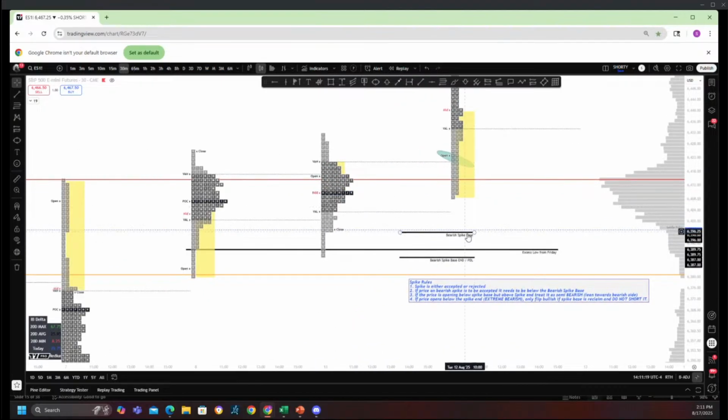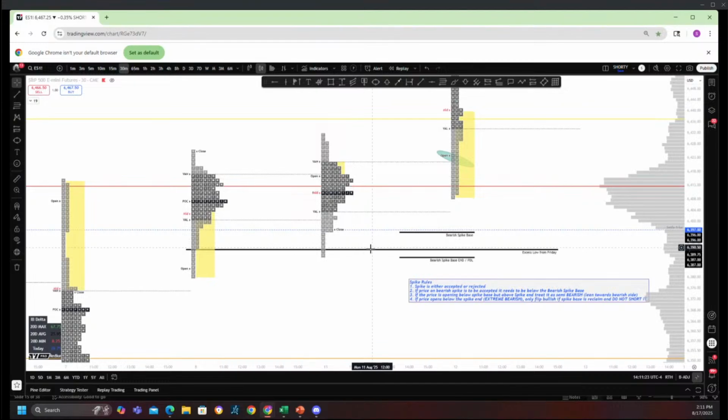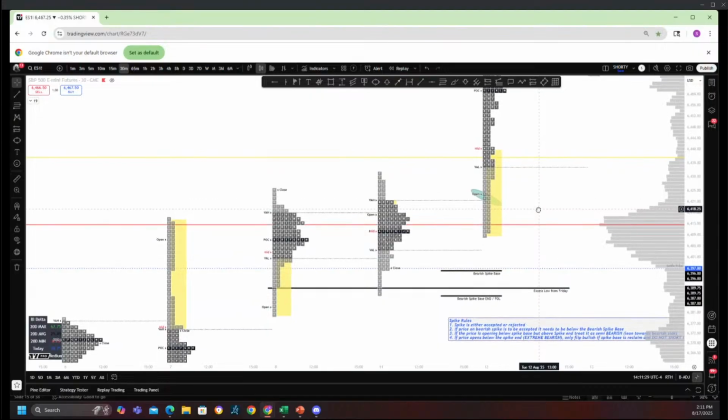We opened right here. So what are they telling you about this attempt by the bears to go lower? They're rejecting it and moving the price higher. They want the price higher.